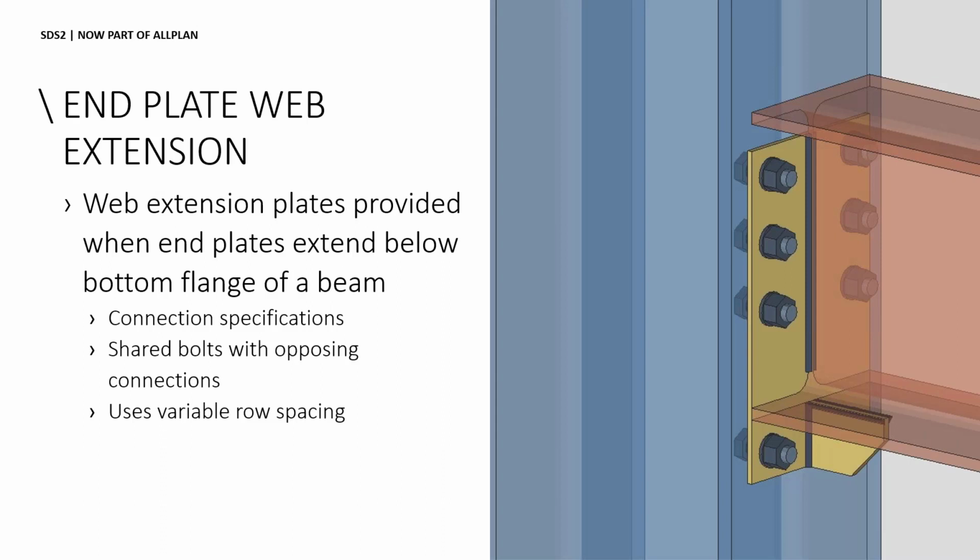This will share bolts with opposing connections, even if the other one's upset and they're a little bit different. And then the way that we're getting this connection here and the rows of bolts and the spacing and all that is we're using the variable row spacing within the connection component, and we'll see that and what that looks like here as we hop into SDS2.